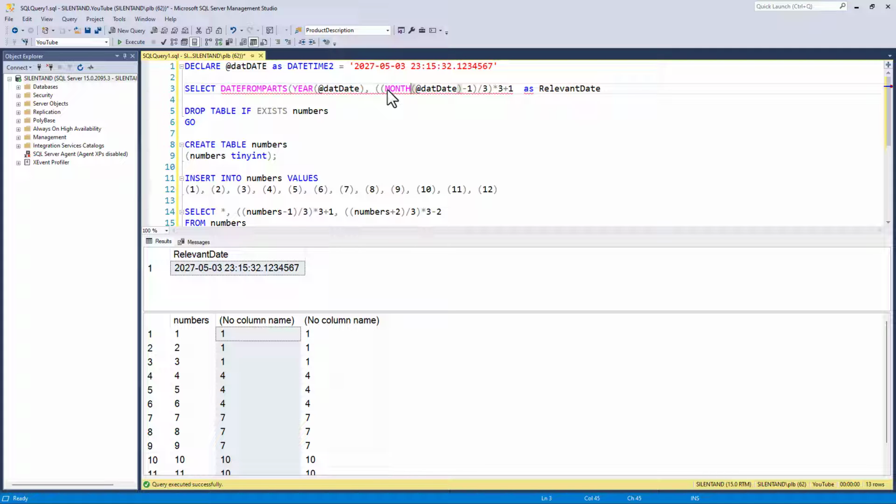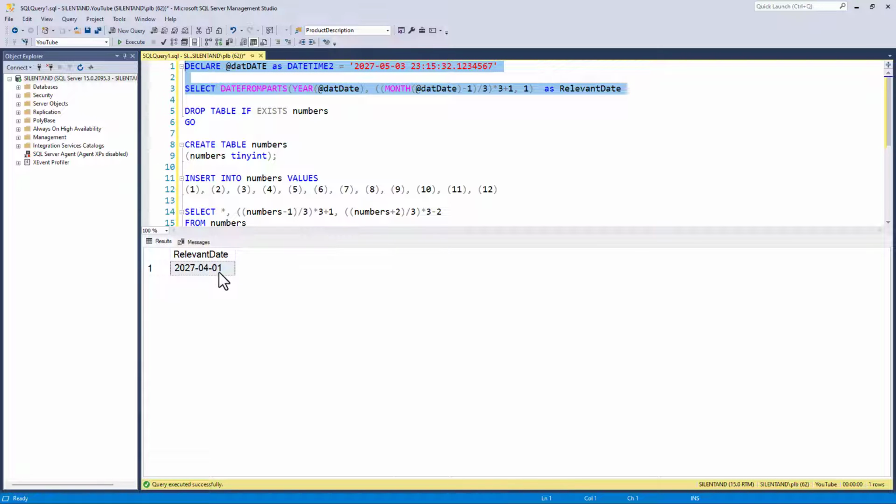And then what's the day? Well, the day is the first day of the month. So that's just a comma one. So we have got the year, our new month calculation based on this, and the day. So let's see if it works. And we go back to the 1st of April, 2027.